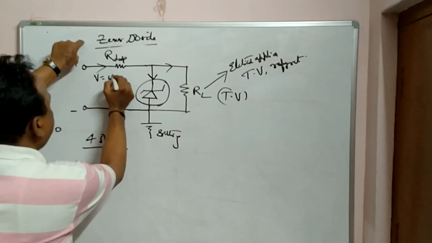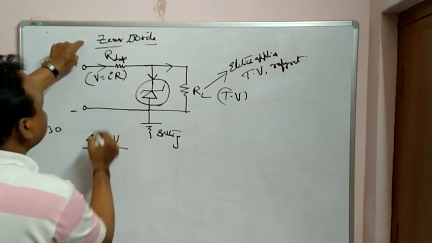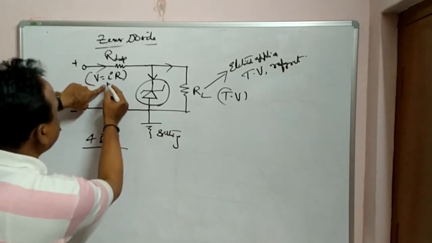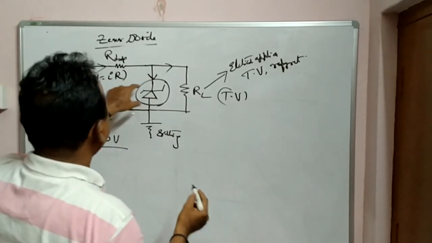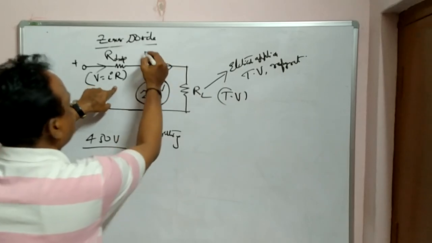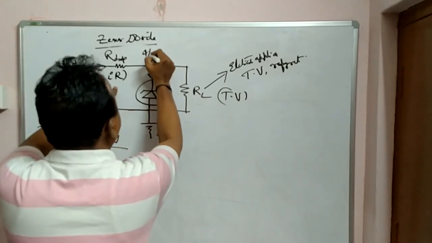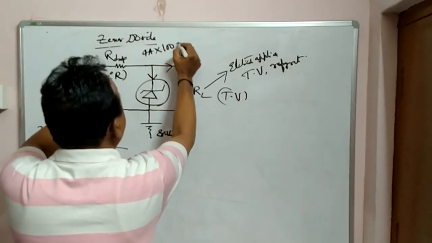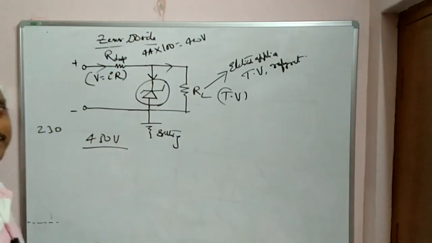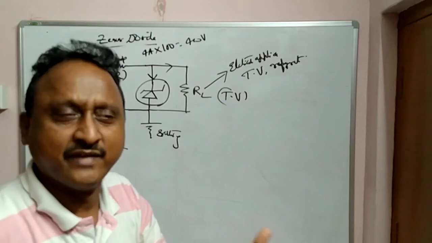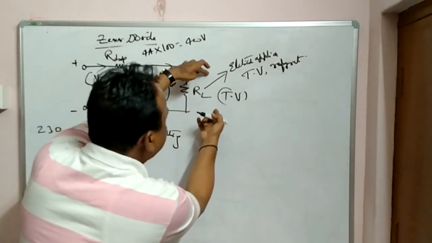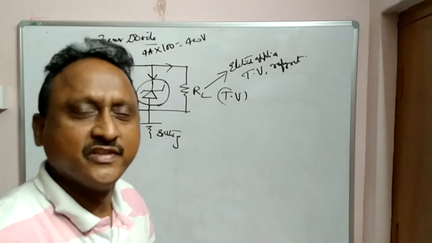V is equal to I into R. Suppose 440 volts is coming here. Suppose the current is coming in this direction. So what is the drop here? Resistance, suppose 100 ohms. Current of, for example, 4 amperes. 4 into 100 ohms, how much? 400 volts. That much voltage is dropped. Suddenly heavy voltage came, heavy voltage. So what happens? If that current goes into the TV, it will be gone within no time.